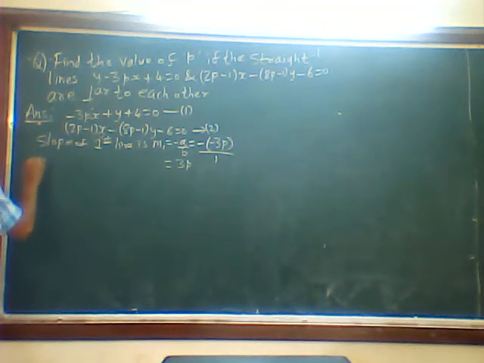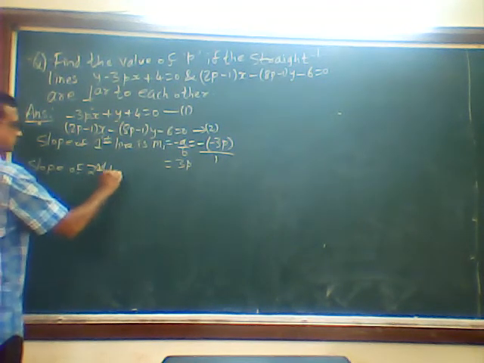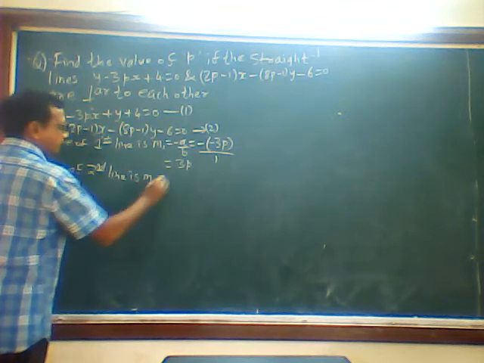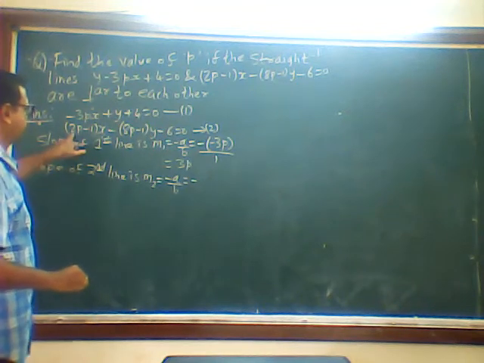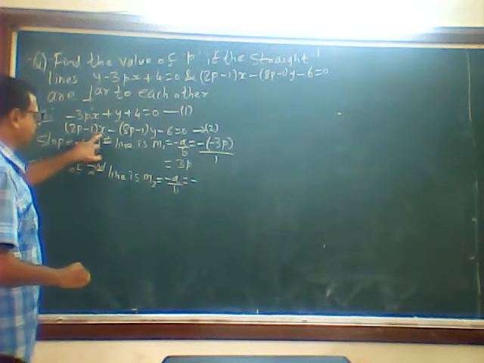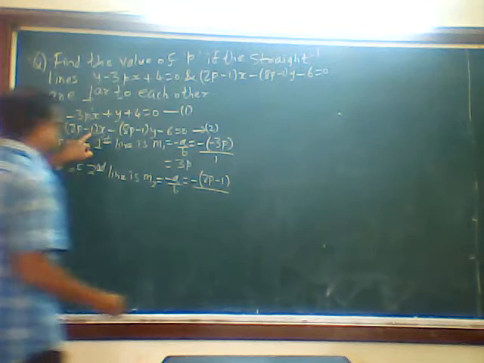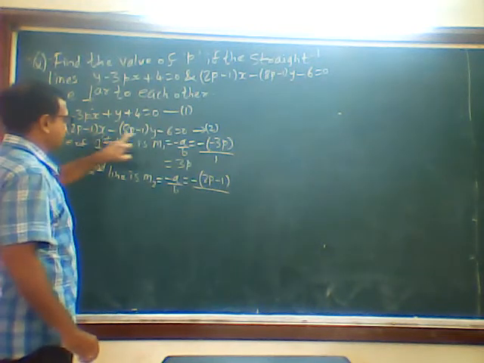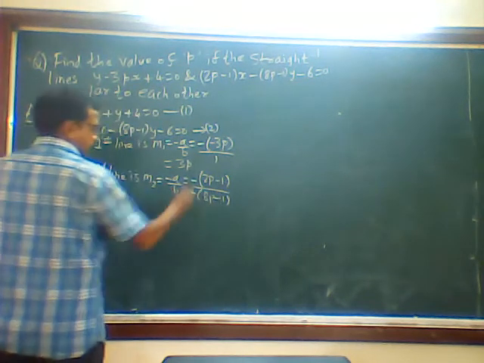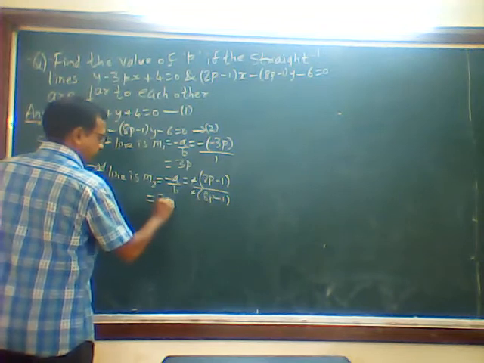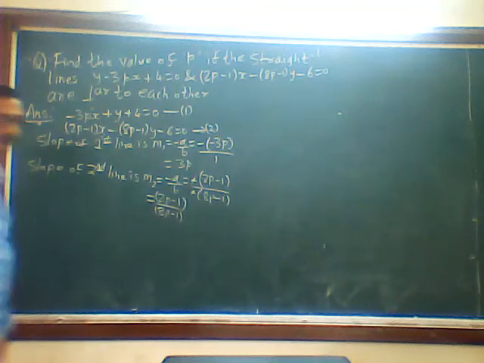Next, slope of the second line is m2 is equal to minus a upon b. What is a? A is the coefficient of x, 2p minus 1, divided by the coefficient of y, which is minus into bracket 8p minus 1. This minus minus goes, so we are left with 2p minus 1 divided by 8p minus 1. This is my m2.